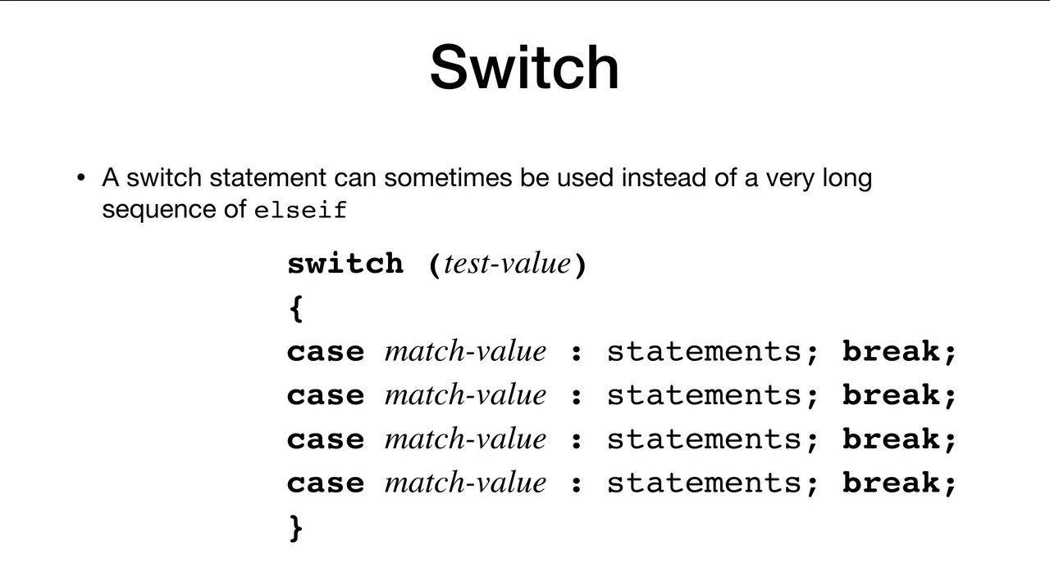Now, I think we could agree that that's a bit cumbersome or a bit inelegant, having a big long sequence of else ifs like that. And so sometimes we can use a switch statement instead of a long sequence of else ifs. So the syntax of a switch looks like this. So we have switch, and then we have some test value. So that's the variable that is going to decide what happens. And then depending on the value of that, we have a bunch of different cases and statements associated with those cases.